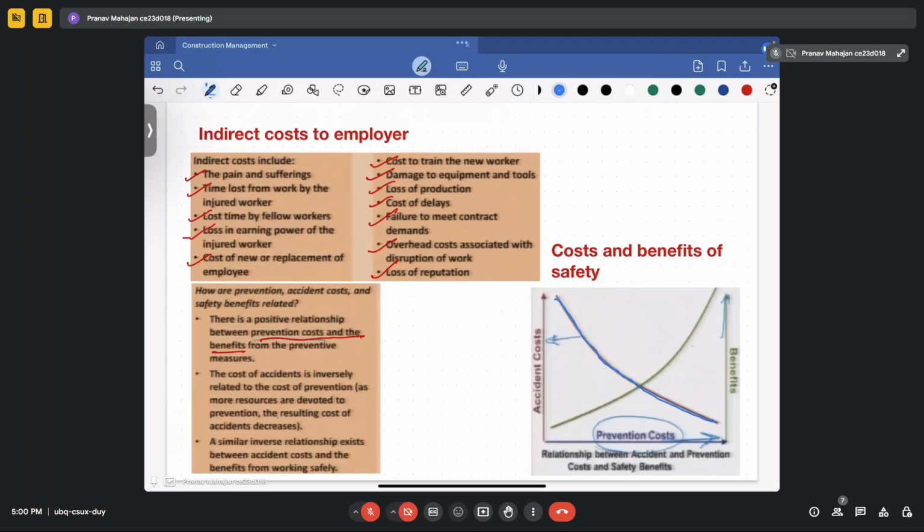A similar inverse relationship exists between accident cost and benefit from working for safety. You can see from the figure that benefits increase as the prevention cost increases. So accident cost decreases with an increase in the prevention cost, and benefits increase with an increase in the prevention cost.